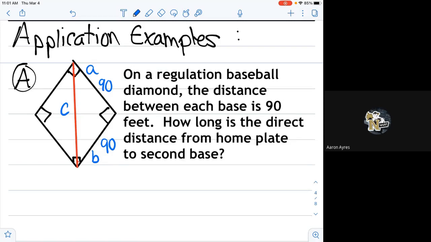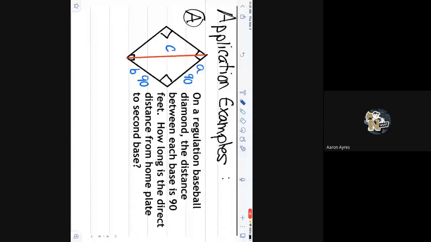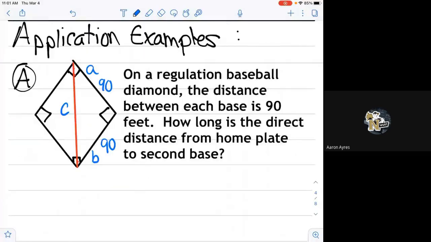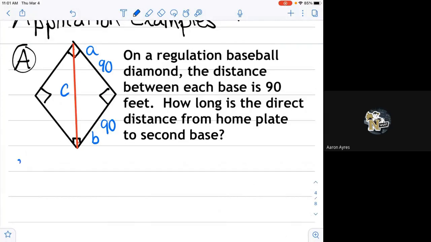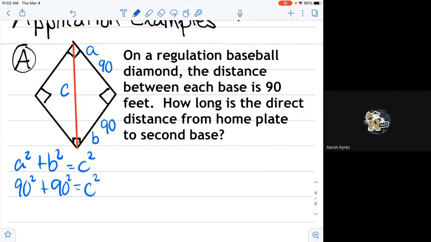Okay, I like what I'm seeing from everybody. That's wonderful. Okay, so we need to do our work now. Let's do it. Oh, I don't have enough room there. So let's do it this way. Let's put it right down here. So a squared plus b squared equals c squared. So I have 90 squared plus 90 squared equals c squared. 8,100. Okay.